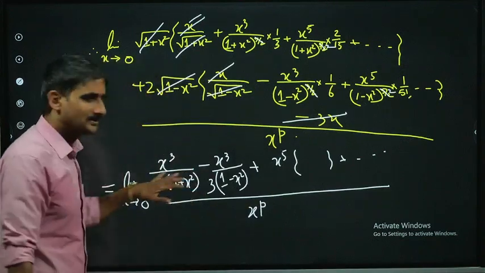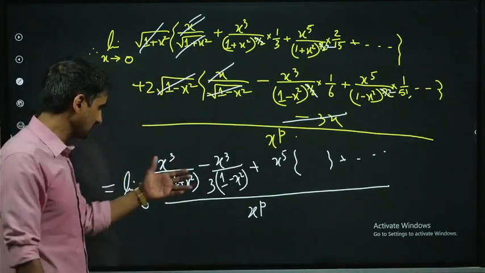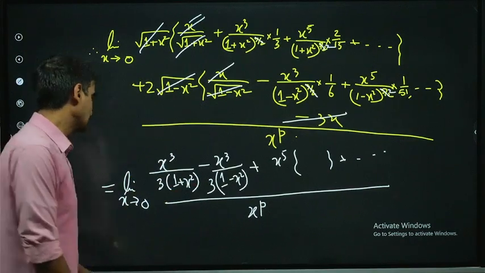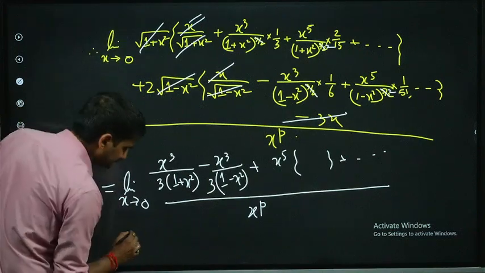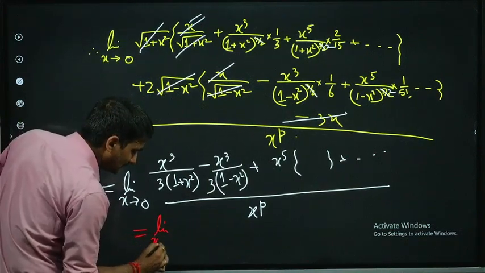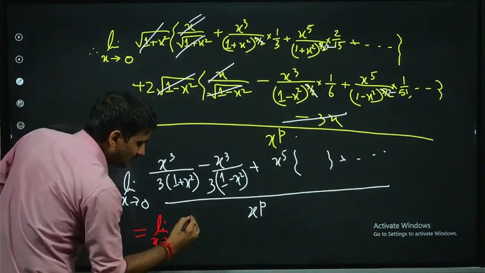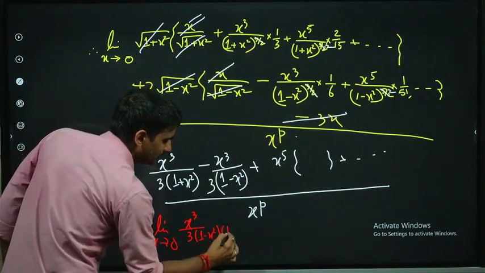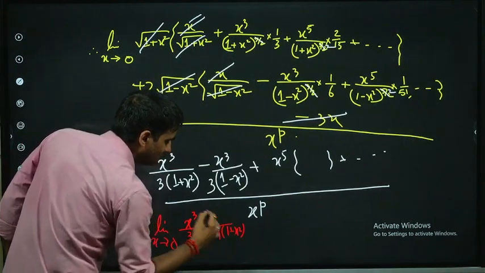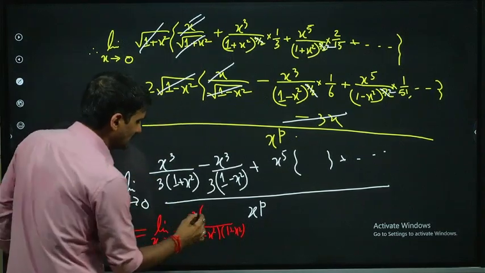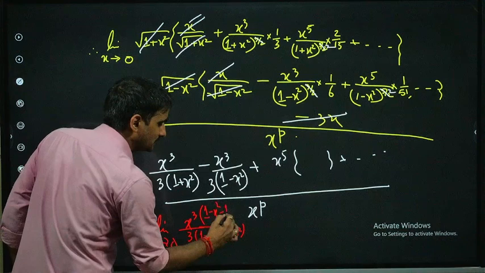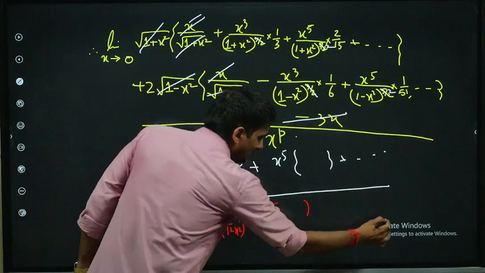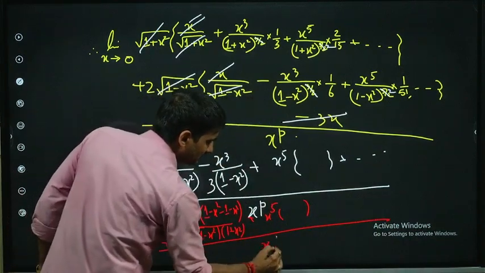Let's try to simplify it. So we get x cube by 3 as common, so 1 minus x square minus, see what do we get here? Limit x tends to 0. I take x cube upon 3 and then you take LCM. What do we get in numerator? We get 1 minus x square minus 1 minus x square here, then x raised to the power 5 times something, and then whole divided by x raised to the power p.